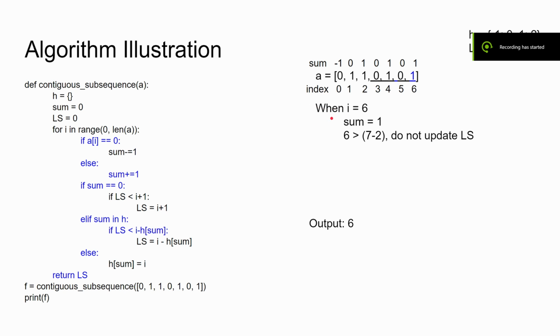When i is 6, because A[i] is 1, it will increment sum by 1, and because sum is not 0 anymore, it will not go in that if statement. Because sum is in the hash, it will go in that else statement, and because 6 minus 2, which is 4, is not bigger than 6, it does not change ls, so it'll stay 6. Now that it has gone through the whole array, it will go out of the for loop and return ls, and ls is 6, so the output is 6. The end.